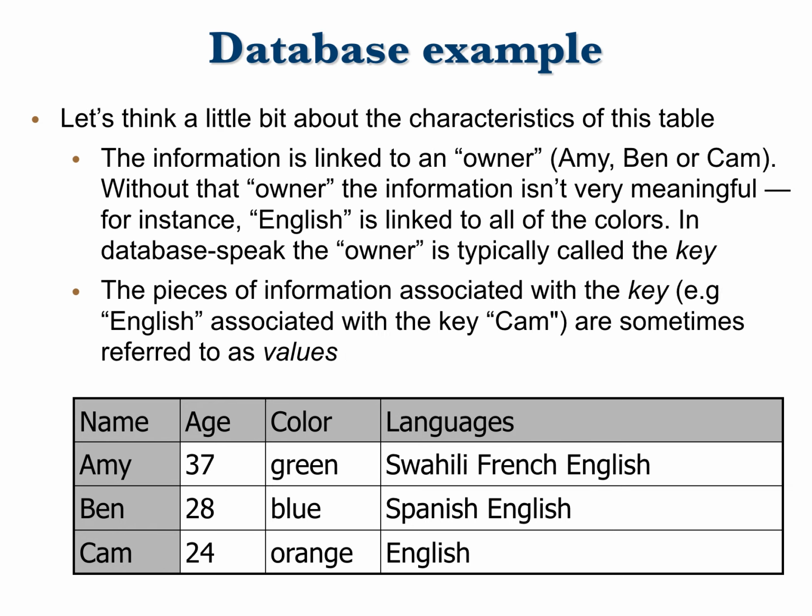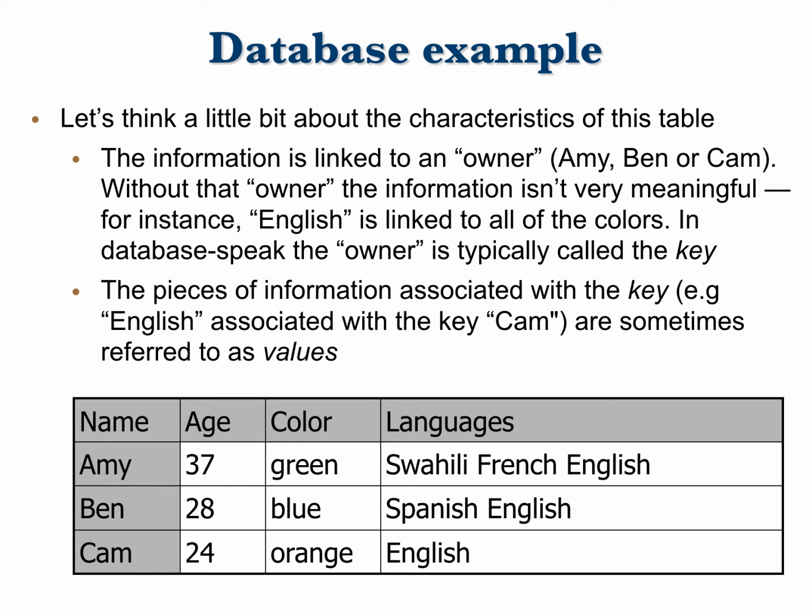So let's look at this table again and think a little bit about the characteristics of what we have when we build a table, when we build a database. What's important in the table? Well, the principal rows and columns are in a different color gray, which tells you something straight away. It tells you there's something important about that information. In database speak, we would say that these headers represent a key to which all the other information is tied. So consider, for instance, the key Amy. The key Amy is tied to the information 37, green, and then Swahili, French, English.